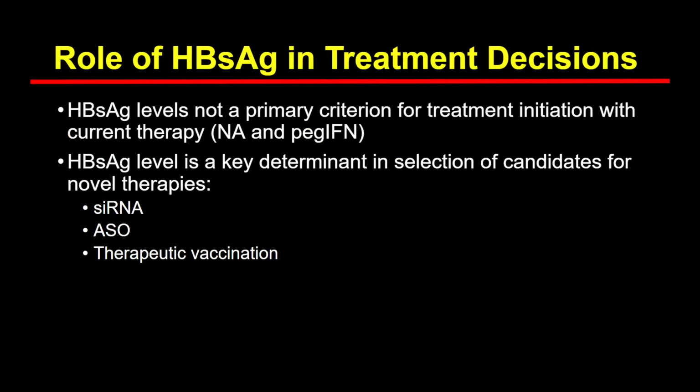So now I'd like to turn to the third part of my talk, which is the role of quantitative surface antigen testing in treatment decisions. And first, I'd like to highlight that surface antigen level is not a primary criterion for treatment initiation with current therapy, that is nucleotide analogues and peg interferon. However, surface antigen level is a key determinant in the selection of candidates for novel therapies, including small interfering RNAs, antisense oligonucleotides, and therapeutic vaccination, as you've heard from the prior speakers. Next slide, please.